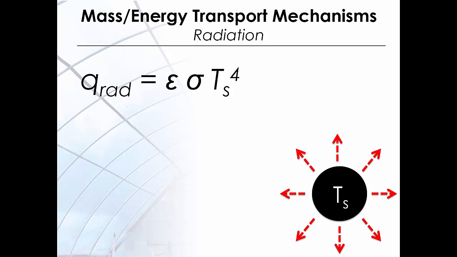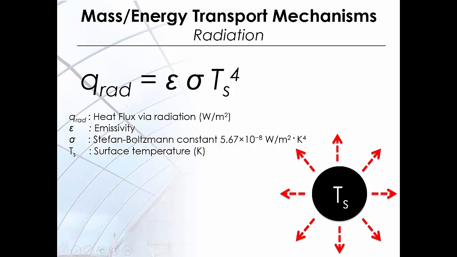Radiant energy is emitted by a surface through electromagnetic waves depending on the nature of the surface and its temperature. The Stefan-Boltzmann law states that the total energy emitted over all wavelengths is proportional to the fourth power of the absolute temperature of the surface. As you can see in this equation, epsilon is the emissivity and sigma is the Stefan-Boltzmann constant. Ts defines the surface temperature. The emissivity describes the emitting properties of the surface. For instance, a black body has an emissivity of 1.